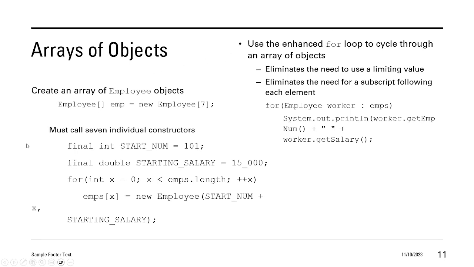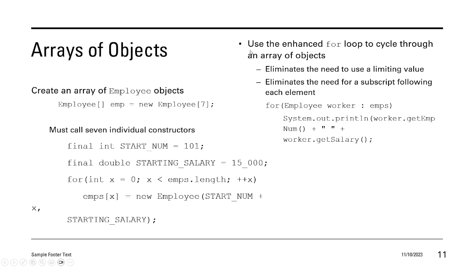Now here's an example. We've created an array of employee objects, seven of them, and then we iterate through all of these employees. For every one of the employees in the array, we are creating a new employee and adding it to the array, giving it the start number plus x. So basically we're giving them an employee number that starts at 101, and we're calling seven individual constructors to populate this array.